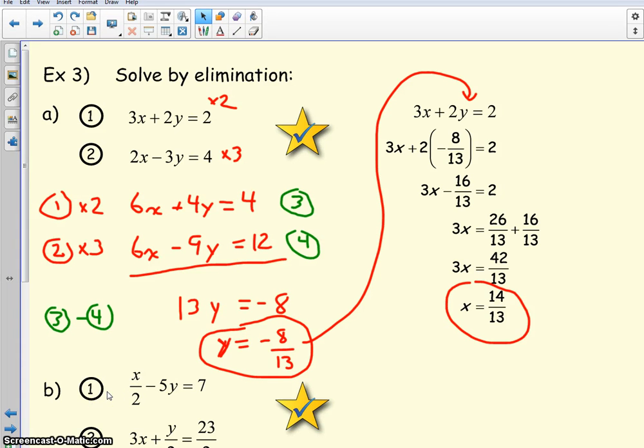So one thing I should also mention about this example 3a before we move on to the next one is that we chose to eliminate x by multiplying the first equation by 2 and the second equation by 3 to get 6x here and 6x here. We had another option here.